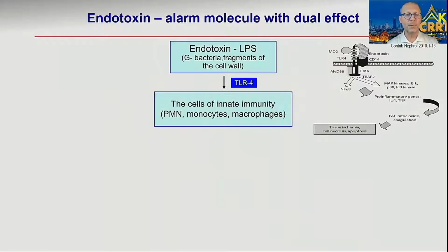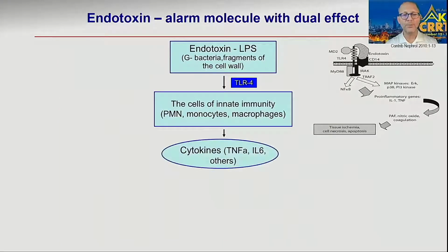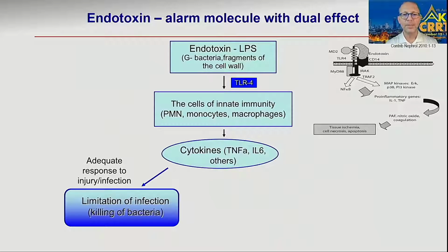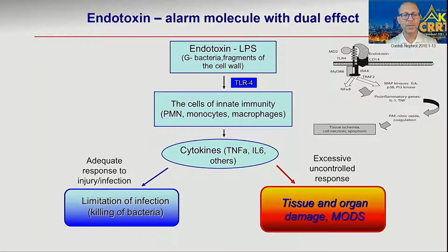Endotoxin is recognized by the toll-like receptor 4. It activates a signaling cascade and triggers widespread activation of the immune system. The adequate response to infection causes killing of bacteria and results in patient's recovery. High burden of endotoxin triggers excessive, uncontrolled response that leads to multi-organ damage and death.